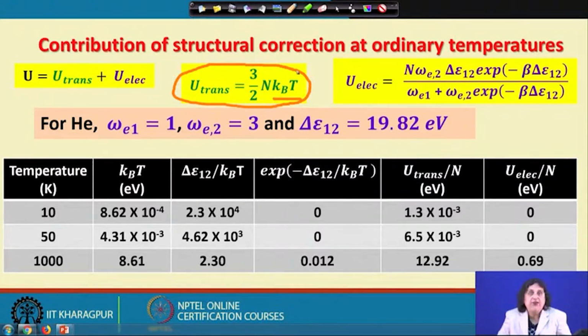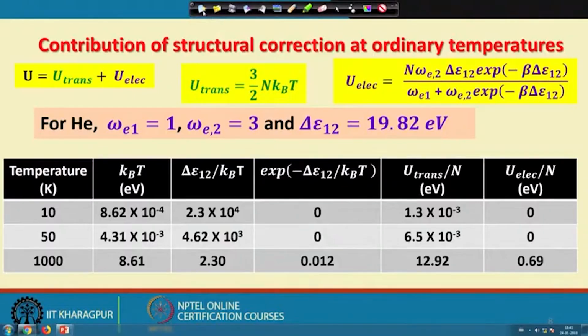It is only at very high temperature that we start seeing an additional correction term in the form of u electronic, but at normal temperatures, a few hundred Kelvin, these correction terms are not important, and therefore whatever experiments we do are good enough to be explained with the equipartition theorem.